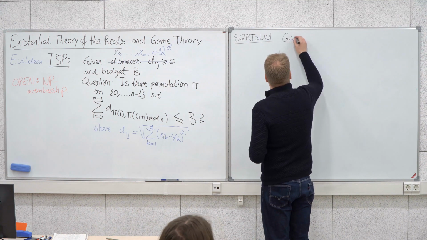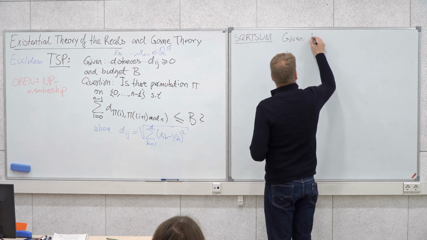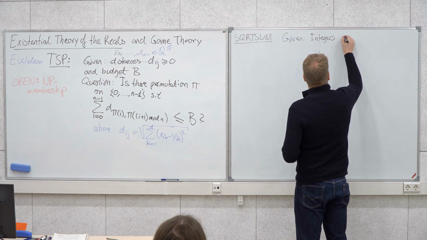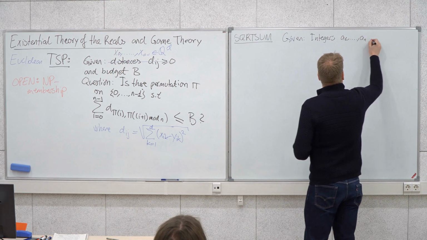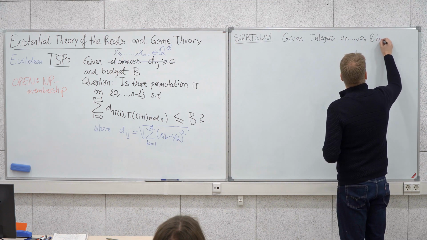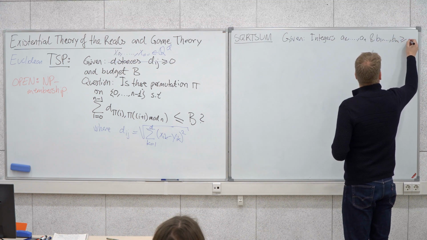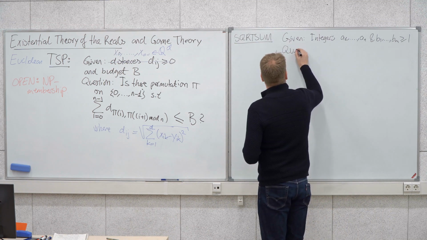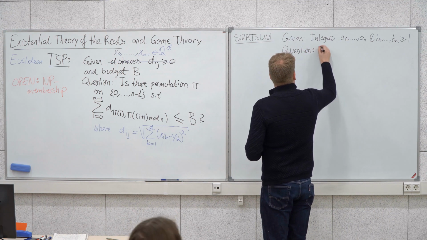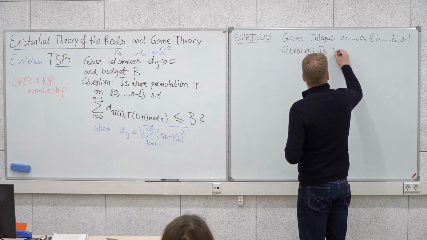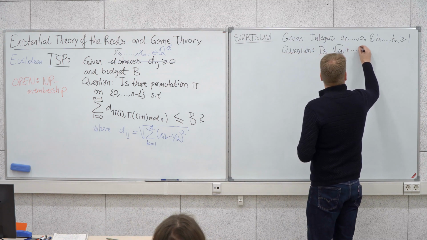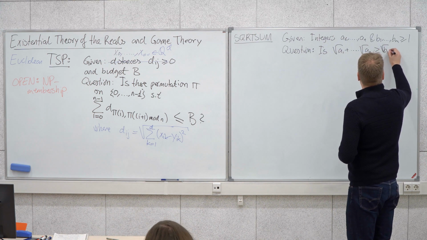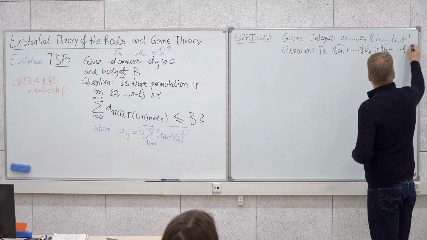So here we are given positive integers, a1 to an and b1 to bm. Let's say they're bigger than 1. The question here is now, if you take the square roots of all the numbers, you sum up all the square roots of ai's. Is that strictly bigger than the sum of square roots of the bj's?